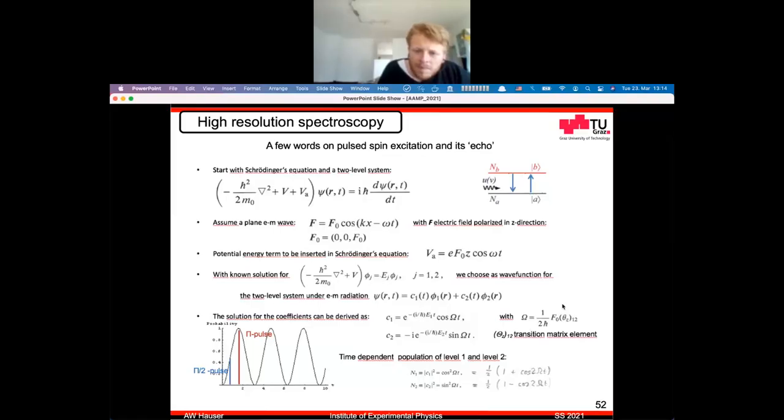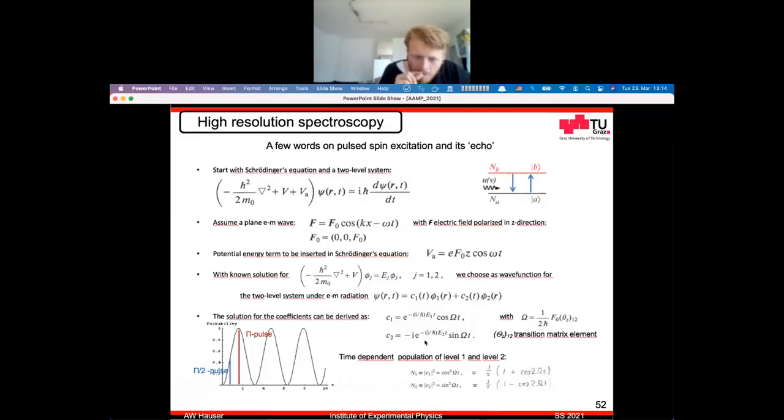So, the only thing to see is that obviously, if this is the wave function, then the squared absolute value of this gives us the probability of finding the system in one of these two states. And so if you look at the population of the lower state with respect to the population of the upper state, you see that this has a cosine and sine squared omega t variation.